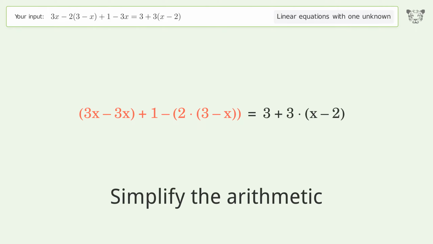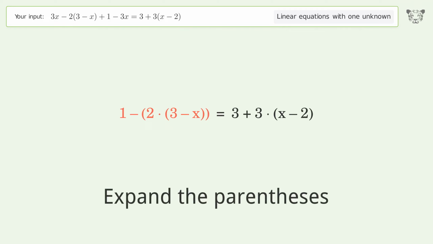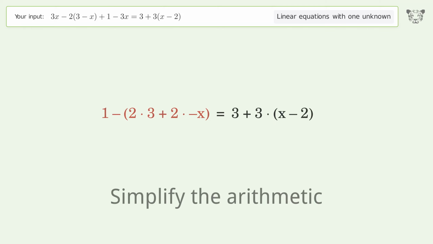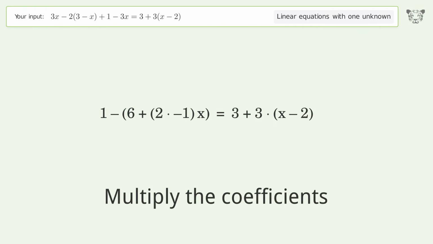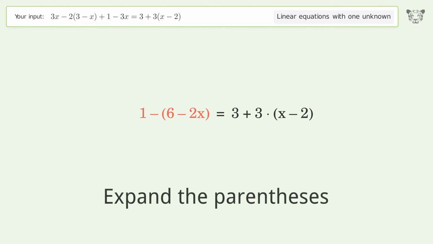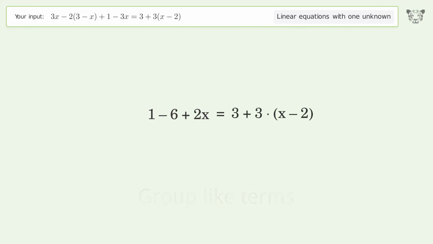Simplify the arithmetic. Expand the parentheses. Simplify the arithmetic. Group like terms. Multiply the coefficients. Expand the parentheses. Group like terms.